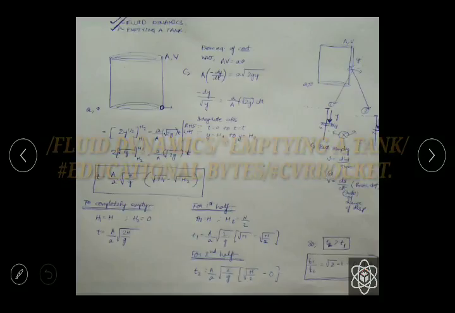Hi there, this is Rohit from CVR Rocket, and today in this video we are going to learn from fluid dynamics, and the topic is emptying a tank.